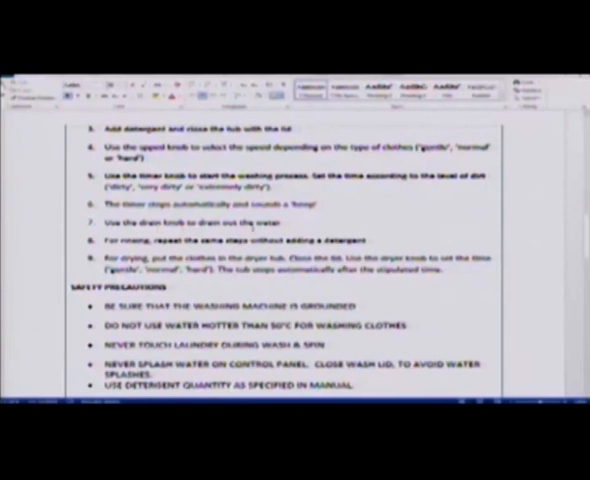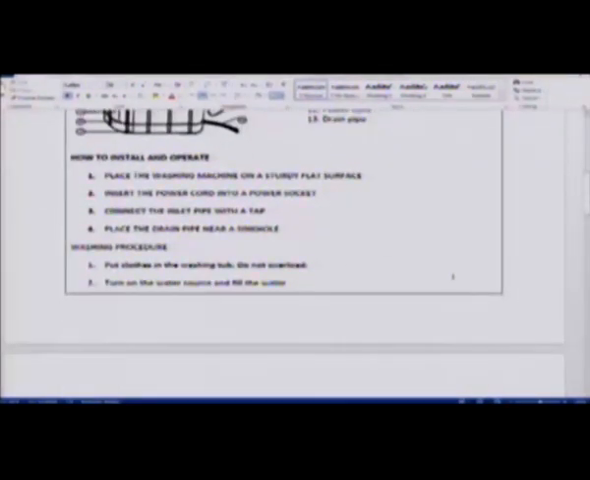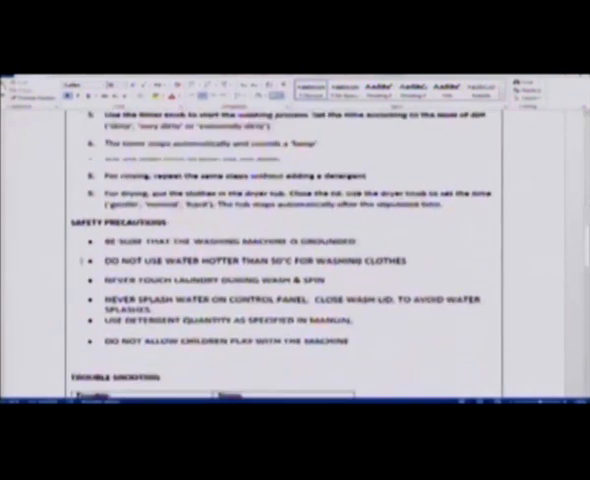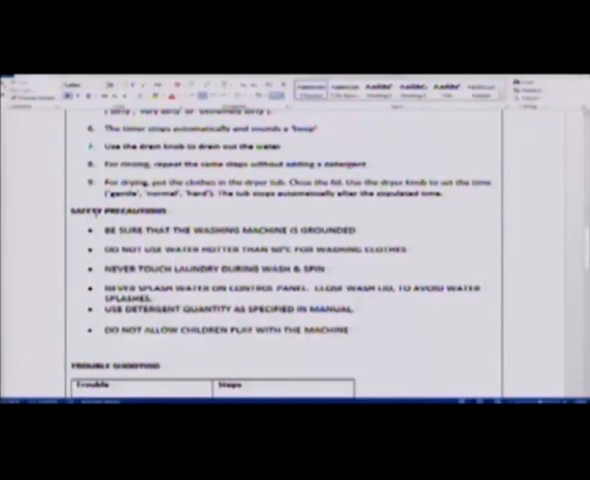Use the drain knob to drain out the water. For rinsing, repeat the same steps without adding a detergent. For drying, put the clothes in the dryer tub, close the lid, use the dryer knob to set the time. So, again different possibilities here. The tub stops automatically after the stipulated time. So, any user manual has how to install instructions, then how to use it instructions, then there are safety precautions.